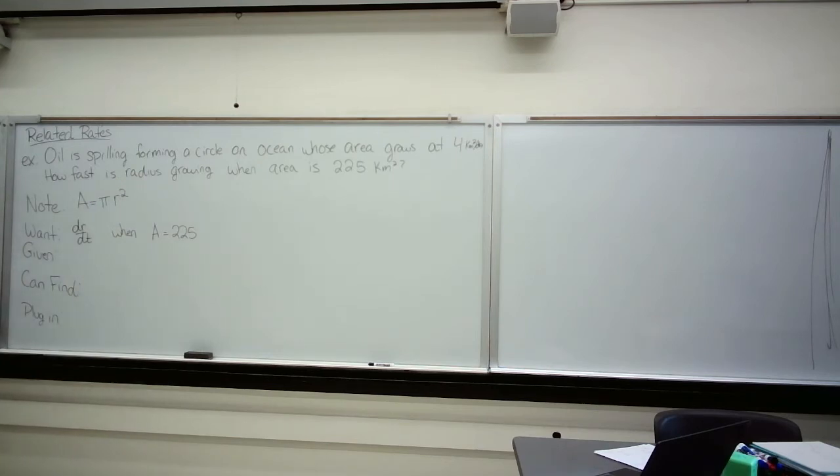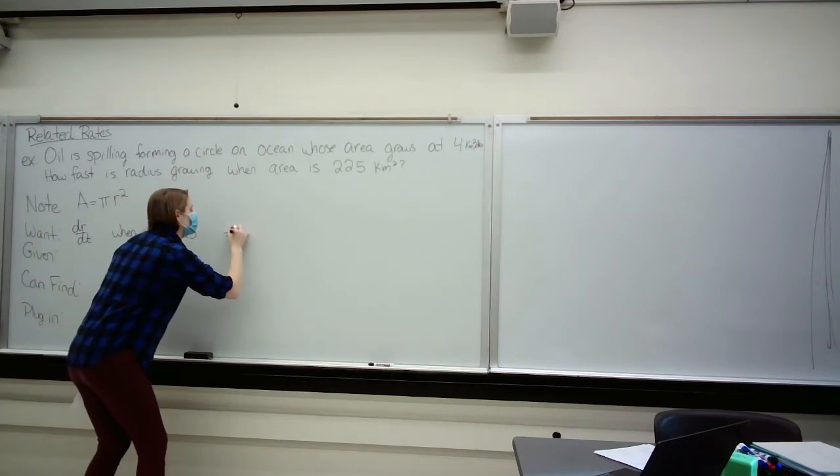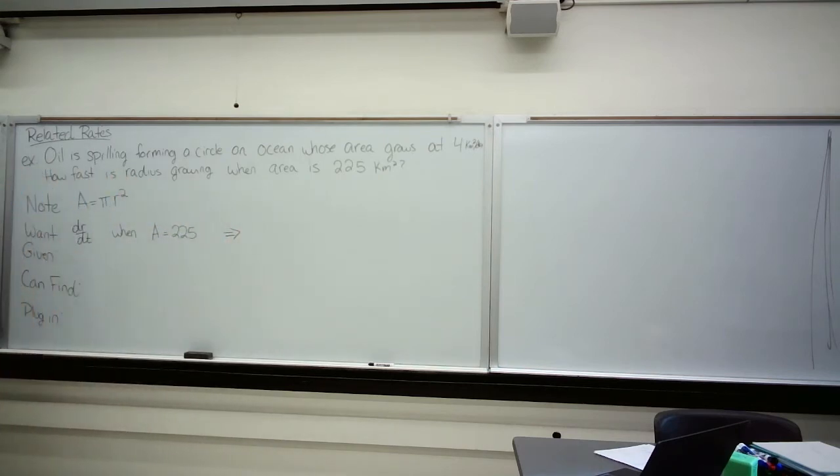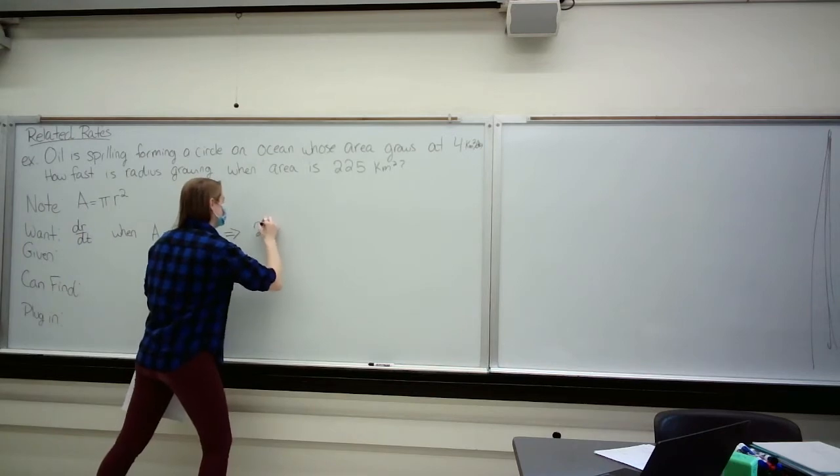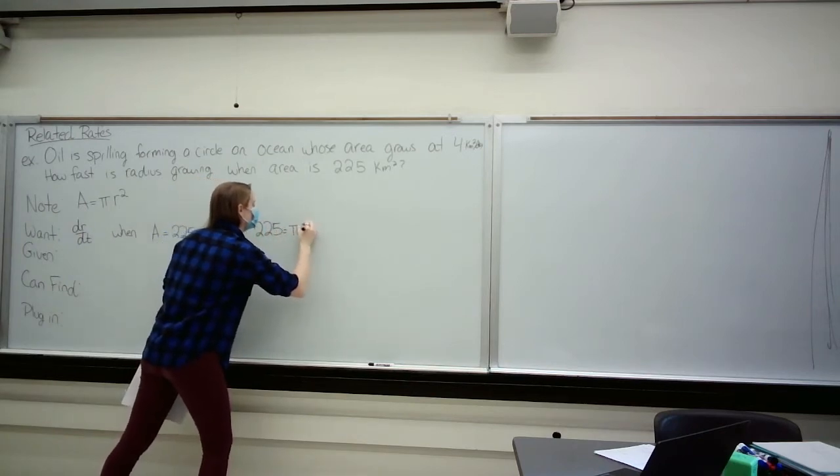So now remember, if we forget to do that, that's fine, but we can always, at this point, plug in to find our radius, because eventually we're going to need to find our radius. So we can just do that now if we want. So if area is 225, how am I going to find my radius? Plug it in. 225 equals pi r squared.